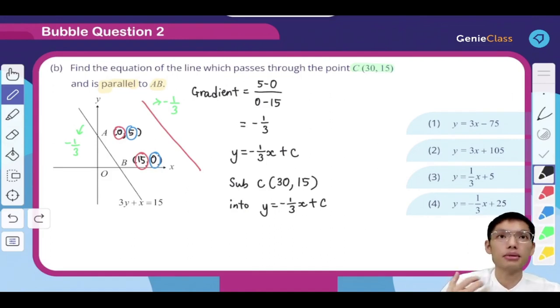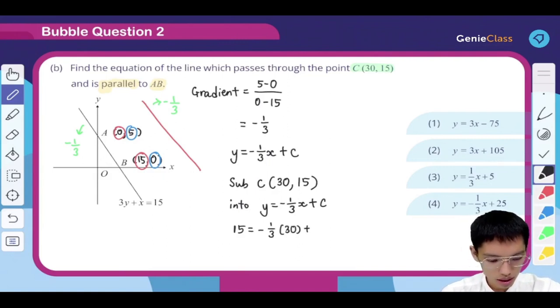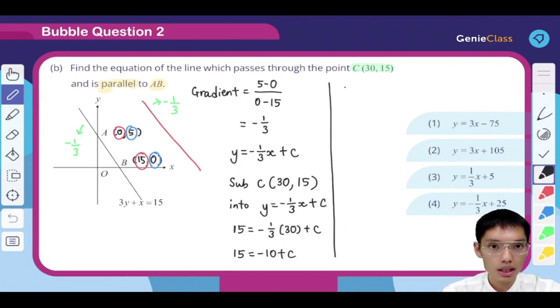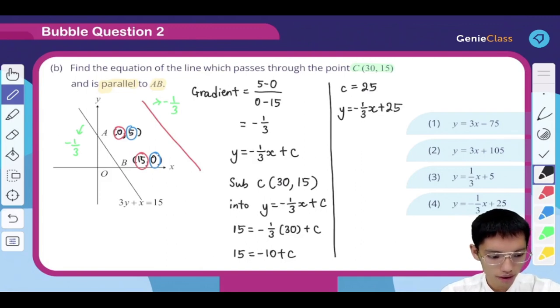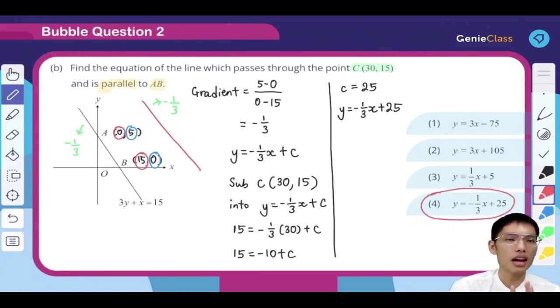From here it's just substituting. Substitute my c: 15 equals -1/3 times 30 plus c. Just substitute in the coordinates, so I have 15 equals -10 plus c. Carrying on my working, c is in this case 25. So my answer is y equals -1/3x plus 25, which is exactly number 4. So just take note when you do the calculations, be very, very careful.